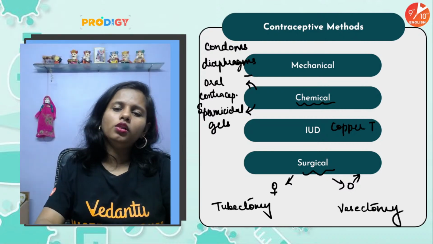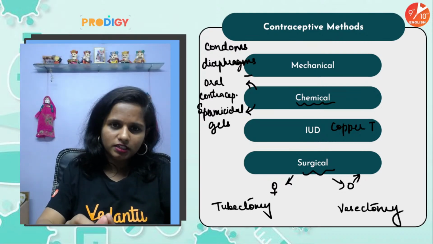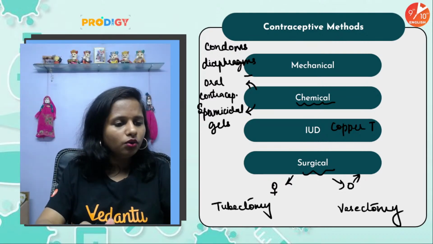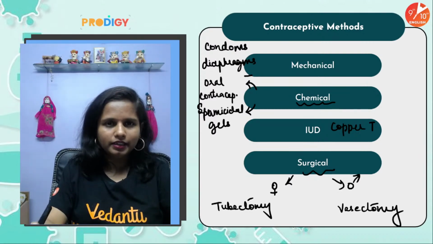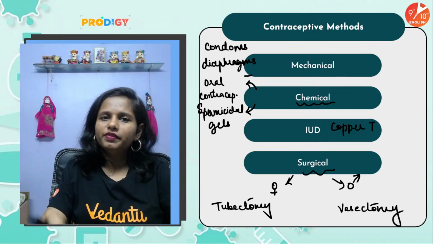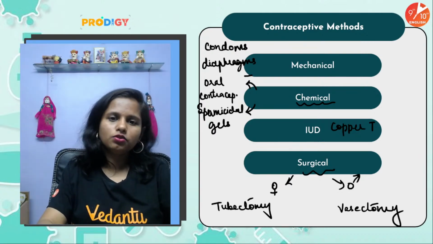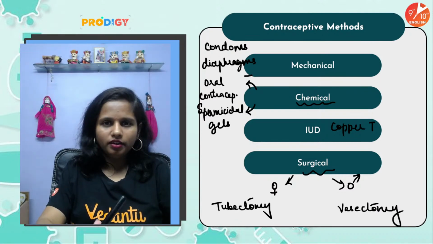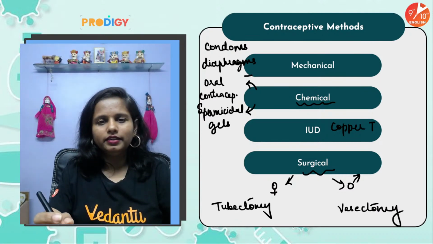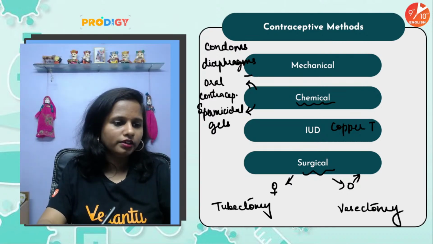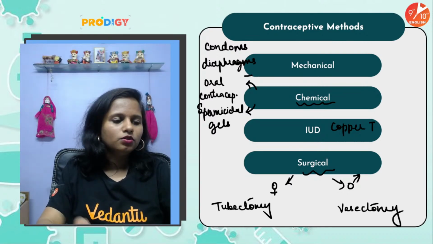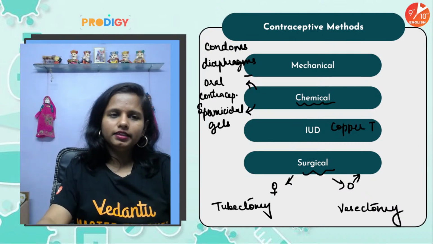So out of all these methods, condoms are the only one which not only prevent unwanted pregnancy, but they also prevent the transmission of STDs. Okay, so they are cheap, they are reliable, they are easily available, and very effective in controlling STDs as well as unwanted pregnancies. Okay, so with this note we complete this chapter.